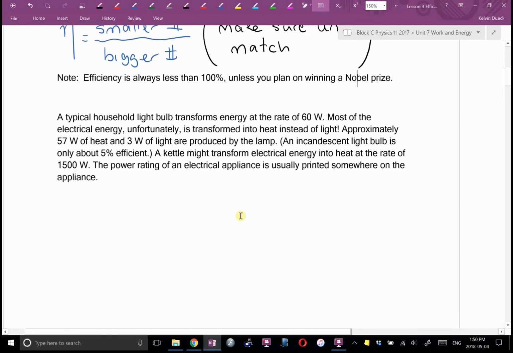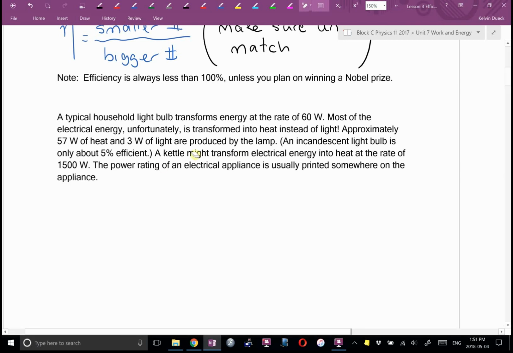So, a typical household light bulb transforms energy at the rate of 60 watts. That's your standard bulb. Most of the energy goes into heat instead of light. Of that 60 joules per second, because that's what a watt is, 57 joules per second goes into heat, and only about 3 joules per second goes into light. So an incandescent light bulb, not very efficient, only about 5% efficient. And you may have noticed that if you ever touched a bulb after it's been on for a while, you burn yourself. That's wasted energy.